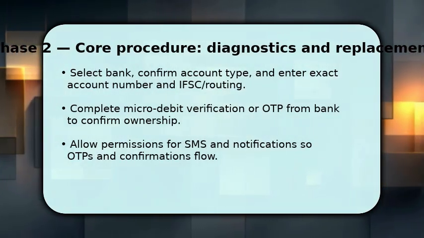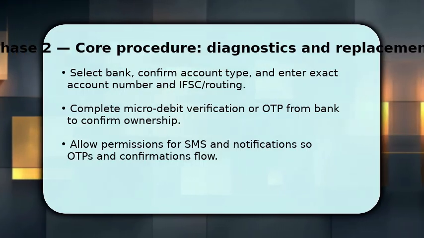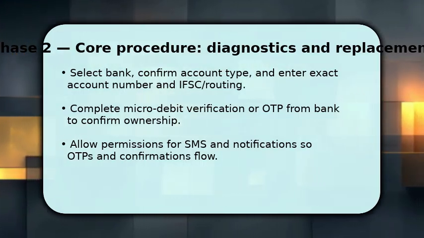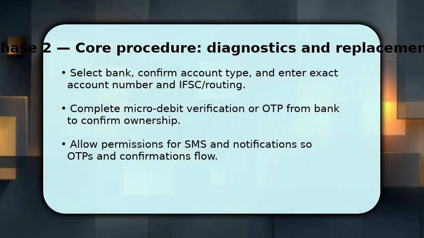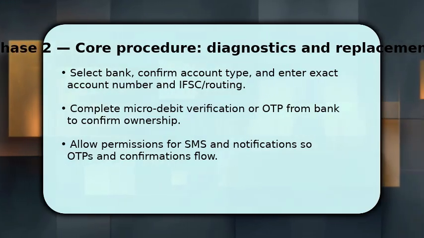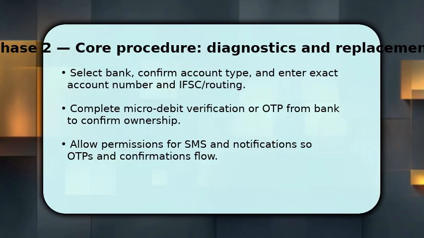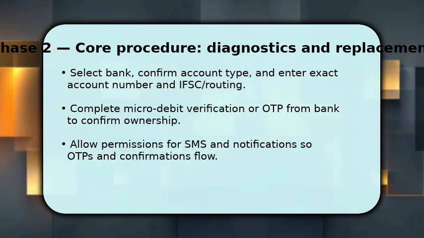Accuracy prevents failures. Then choose the verification method, either Instant Bank API verification, a one-time PIN OTP, or a micro debit that shows a code in your statement. Make sure you allow Google Pay SMS and notification permissions so OTPs arrive smoothly. Once you receive the OTP or statement code, enter it.